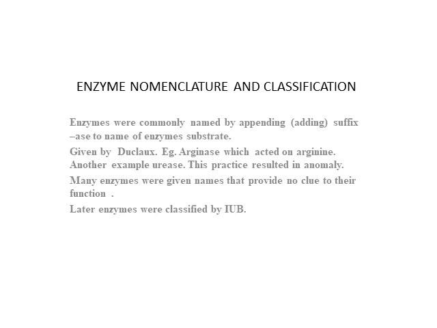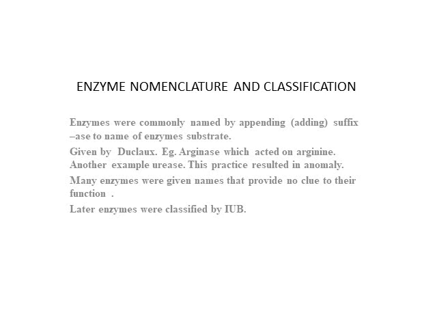Today we are going to study enzyme nomenclature and classification. Enzymes were commonly named by appending the suffix "ase" to the name of the enzyme substrate. This system was given by Duclaux. For example, arginase acted on arginine. Another example is urease, which acted on urea.